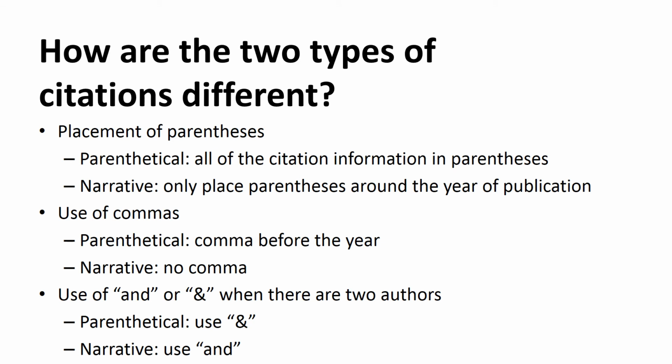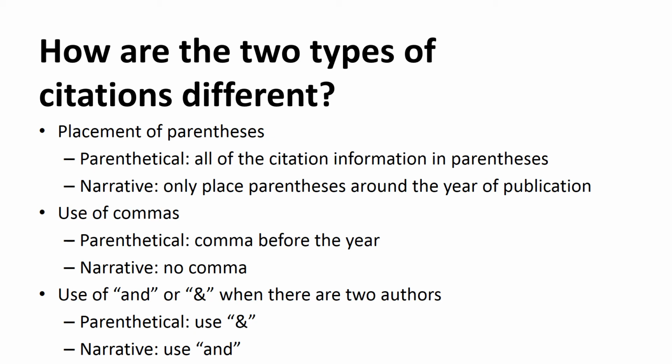The difference between the 2 types of citations is primarily in how the information is formatted. More specifically, the placement of parentheses, whether commas are included, and whether it's written out or represented by a symbol. All of the information in a parenthetical citation is inside one set of parentheses, whereas narrative citations only put the parentheses around the year of publication. Given that, it probably makes sense that the parenthetical citation places a comma before the year to separate it from the author information, and the narrative format doesn't. The parentheses serve the same function.